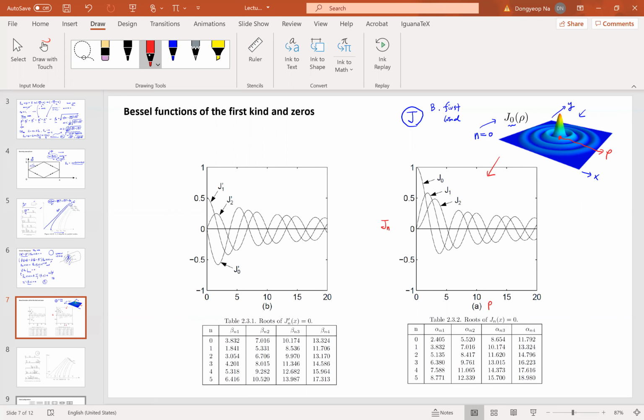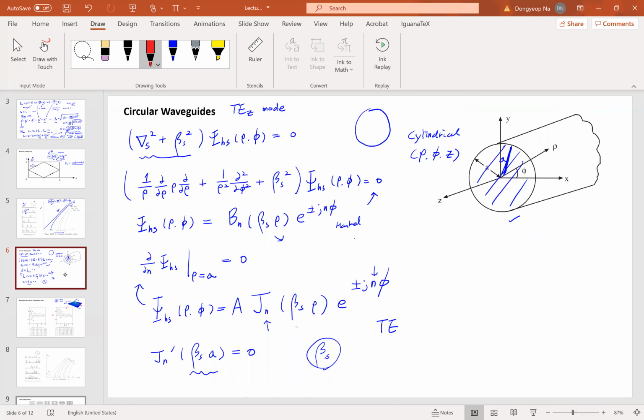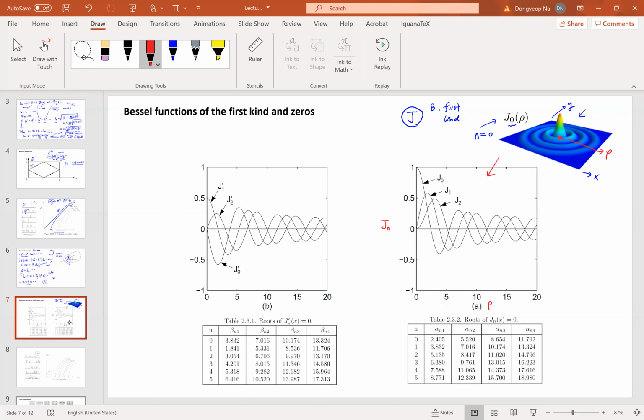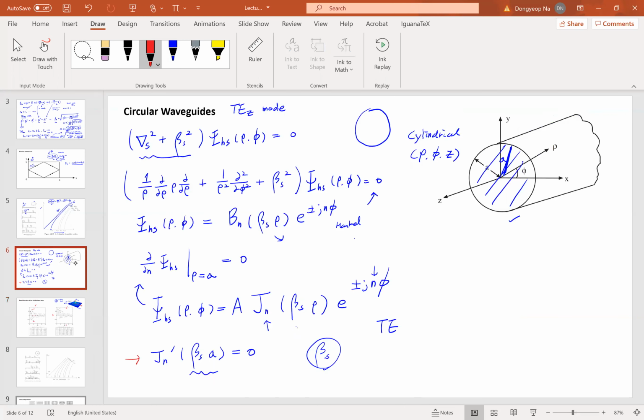Okay. So our boundary condition was this, the derivative of the Bessel function. So this figure illustrates the derivative of the Bessel function when n is equal to 0, 1, 2, 3. If we look at the zeros, then these zero crossings make sure that this boundary condition is satisfied. Okay.